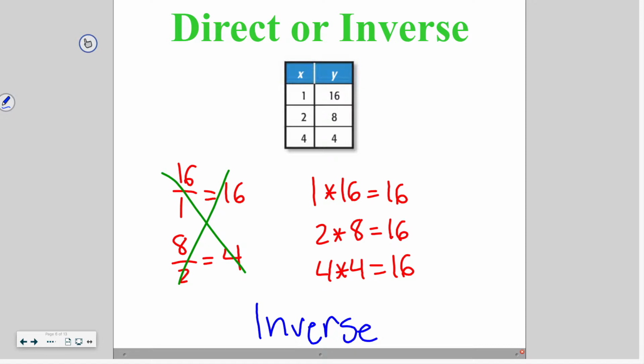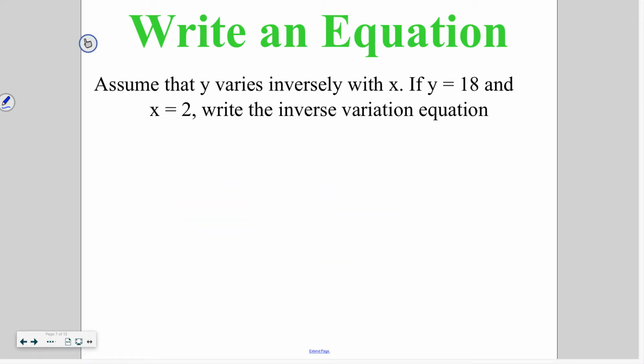Because we multiply to get the same values, 1 times 16, 2 times 8, and 4 times 4, it is an inverse variation equation. Next thing we have to do is be able to write these equations. So recall from that first slide that the equation was in the format k is equal to x times y. So we're going to use this information to find k first.